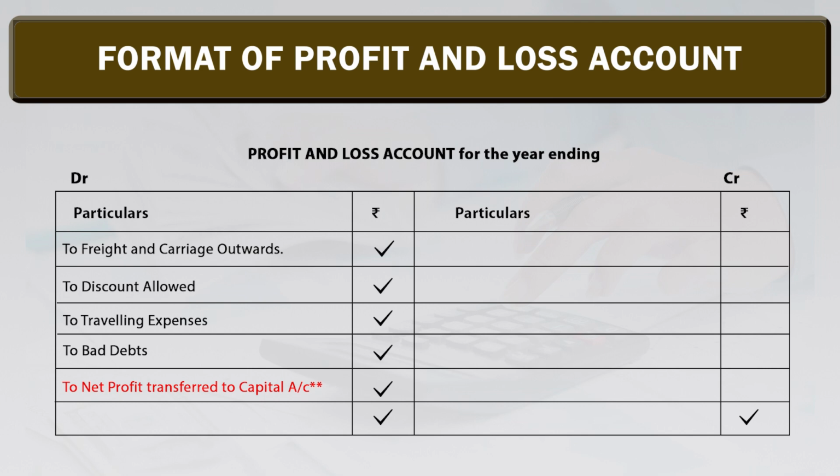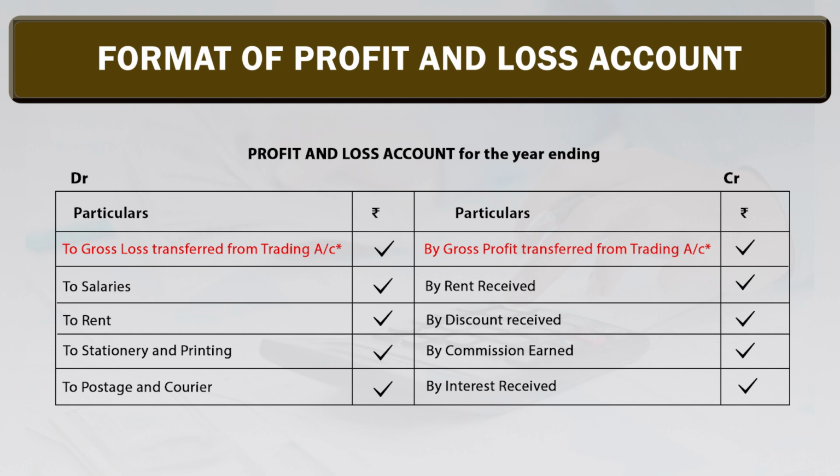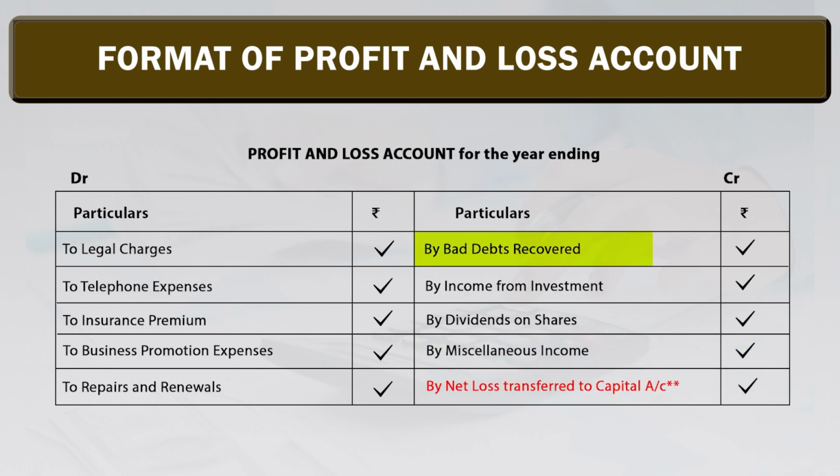That's why the difference appears at the debit side, and that is our net profit, and that is to be transferred to the capital account. Now let us see the items of the credit side. If we have gross profit, then it is to be transferred from the debit side of the trading account to the credit side of the P&L account. Then we will have some other incomes like rent received, discount received, commission earned, interest received, bad debts recovered, income from investment, dividend on shares, miscellaneous income, etc.